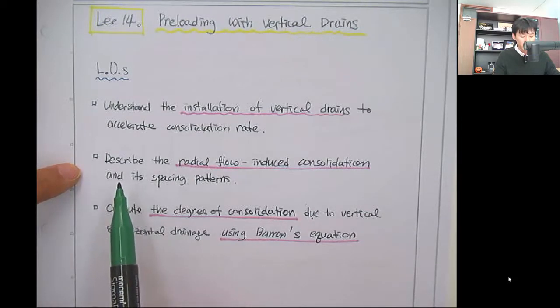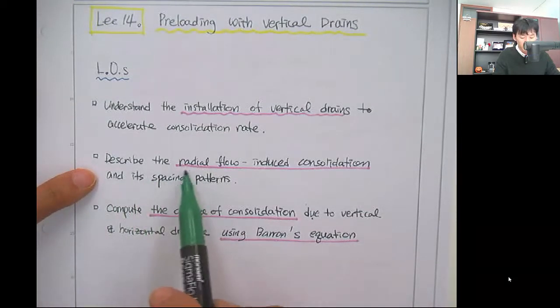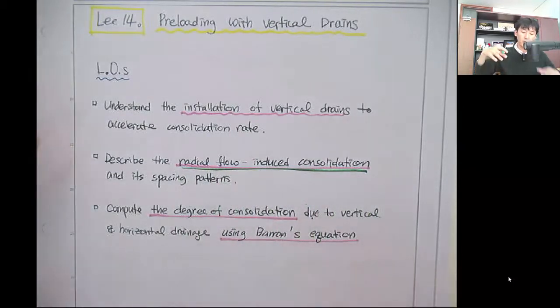And the second objective is to describe the radial flow induced consolidation. When you apply the vertical drains in the clay layer, before, without the vertical drains, the water flows only vertically. Right? So it's squeezed out to the top layer and the bottom layer, or just one of them. But as soon as you install some drainage paths, the water will flow in the radial direction to the drainage pipe, and then it will just flow and drain out.